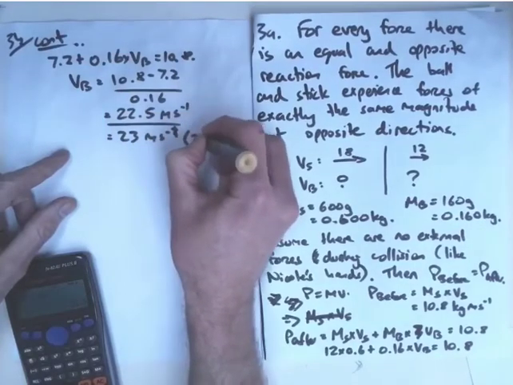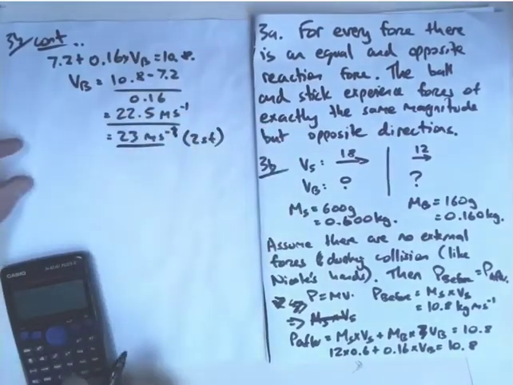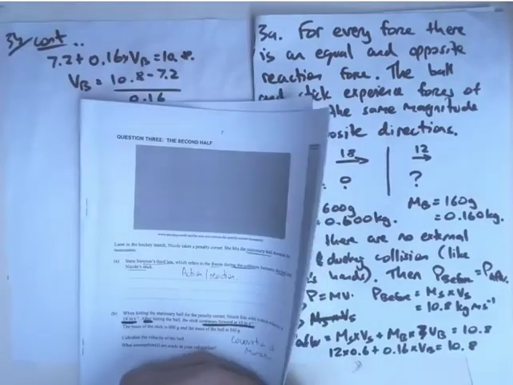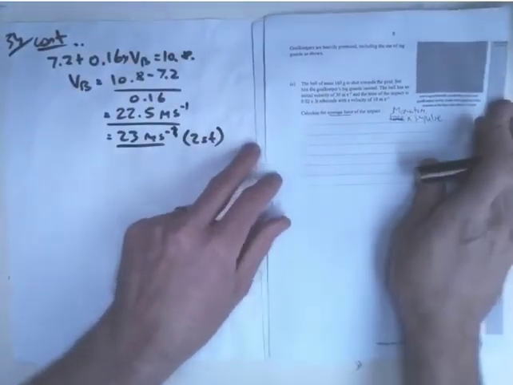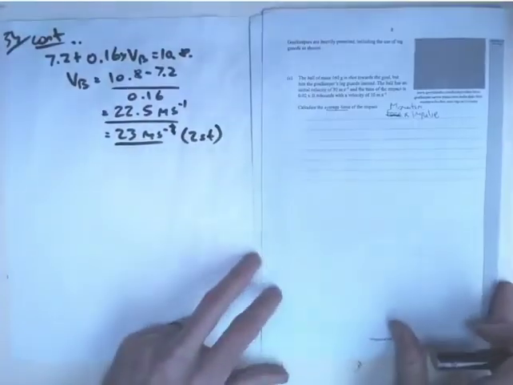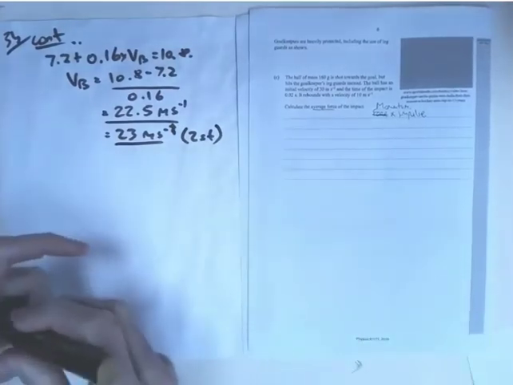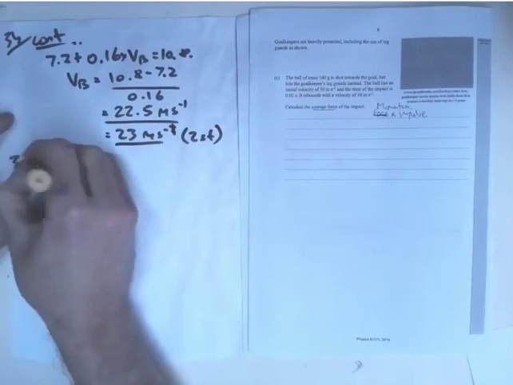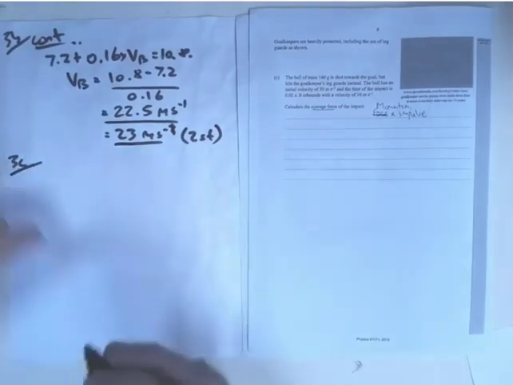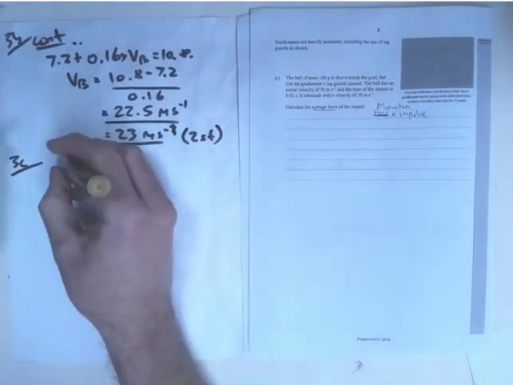Given that we were given the speeds of the stick and to only two significant figures, that seems appropriate. Alright, what about part C? Now, the change in momentum equals the force times the time. This is the impulse equation.